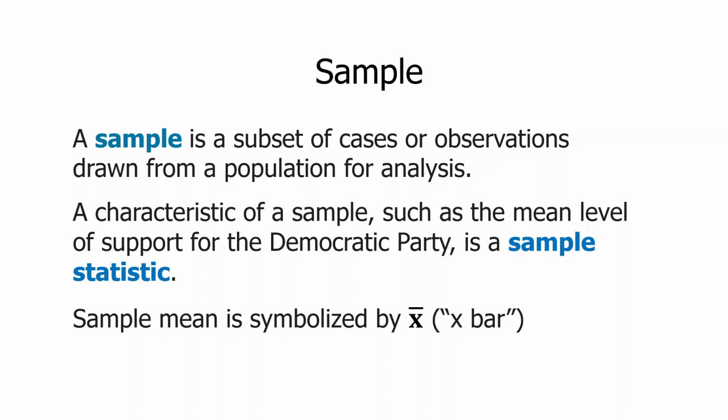Here's another convention. A characteristic of a sample, such as the mean level of support for the Democratic Party, is a sample statistic. So we refer to population characteristics as parameters, and we refer to sample characteristics as statistics. So if we took a sample out of a population and calculated the mean level of support for the Democratic Party on a scale of 0 to 100, we'd be dealing with a sample statistic. Sample statistics are symbolized by regular letters, sometimes with embellishments. A sample mean, for example, is symbolized by X with a bar over the top, called X bar. Sample standard deviations are represented by the ordinary letter s, as opposed to sigma, which is the population parameter.